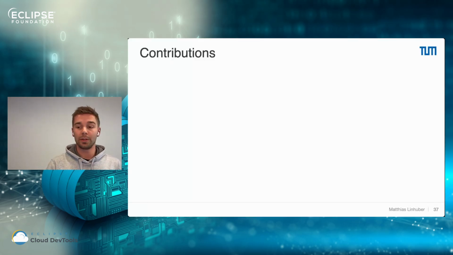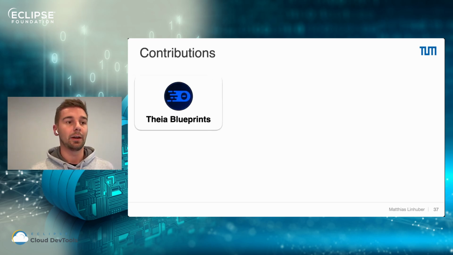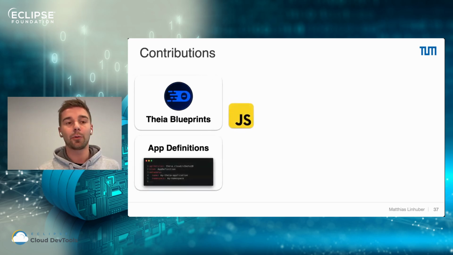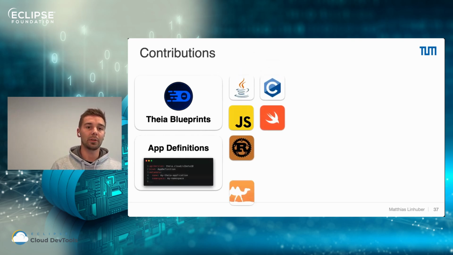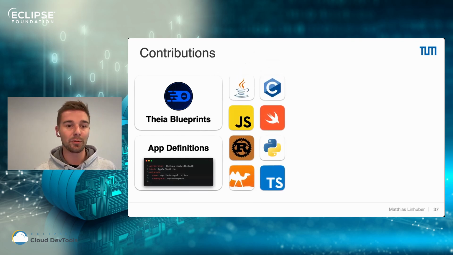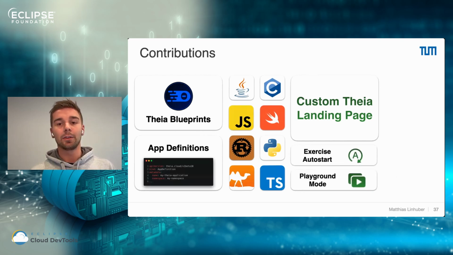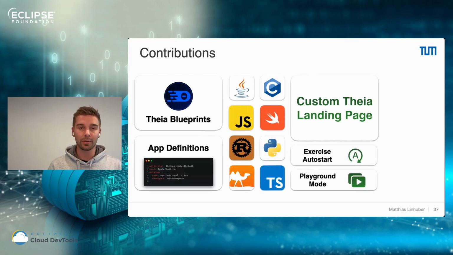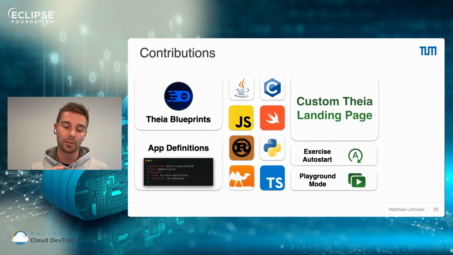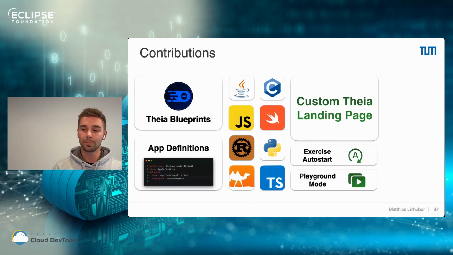So what we contributed up until now: we have prepared Theia blueprints and app definitions for plenty of languages. So we currently support Java, C, JavaScript, Swift, Rust, Python, OCaml, and TypeScript, and many more to come. We implemented a custom Theia landing page that actually supports 2 things. The exercise auto start. So this is what you saw in the demo, where you just click on start exercise and you are guided into the respective app definition that you want to work on.